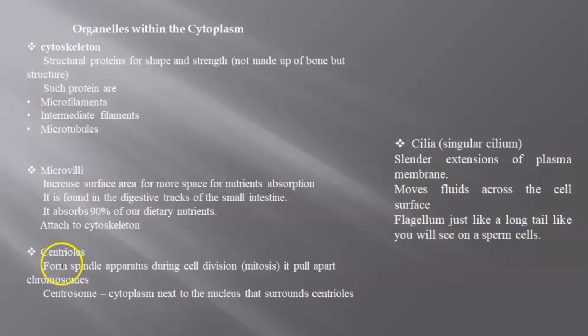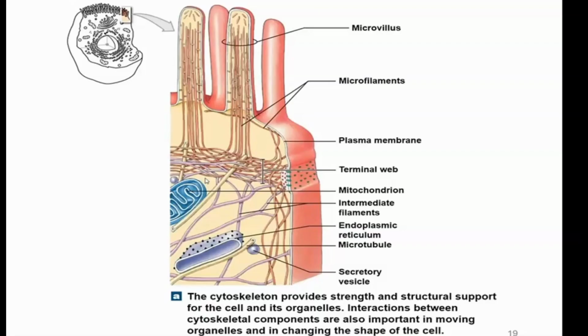Now we are talking about the centrioles. The centriole forms the spindle apparatus during cell division. In mitosis, it pulls apart chromosomes. The centrosome is the structure that contains the centrioles. Then cilia. Cilia are slender extensions of the plasma membrane.